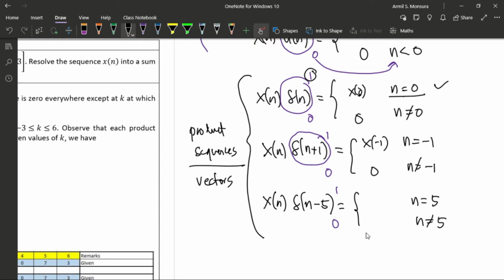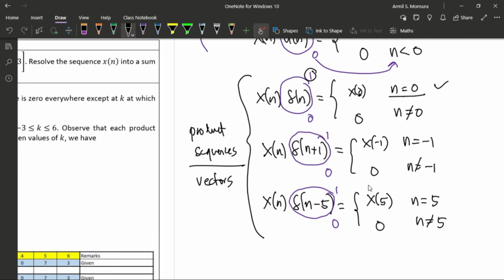So going back here, your delta n minus 5 is, yun na nga, sabi natin is 1 when n is equal to 5, and 0 siya when n is not equal to 5. So therefore, the product sequence na to is x of 5 when n is equal to 5, and 0 siya when n is not equal to 5. So, nakakita ba tayo, may nakikita ba tayong parang general pattern dito?